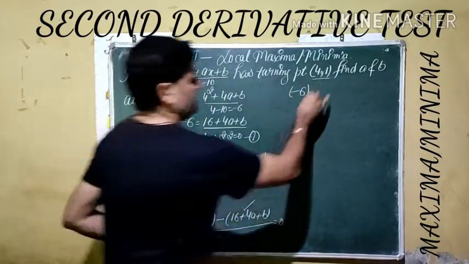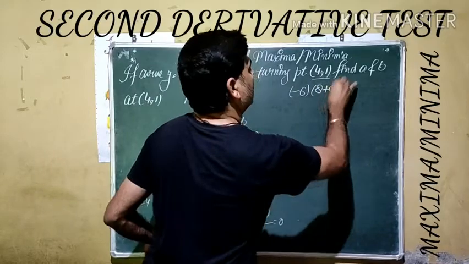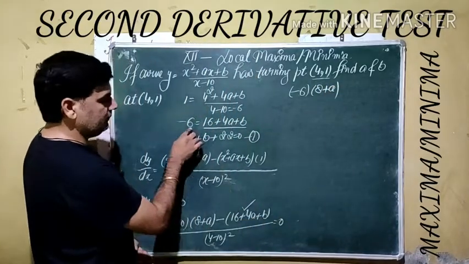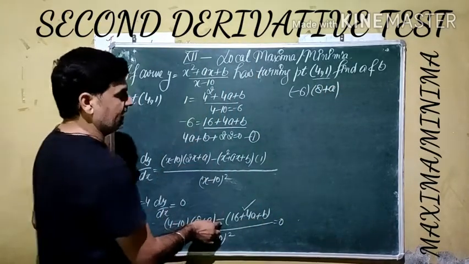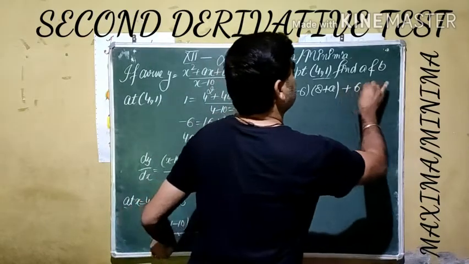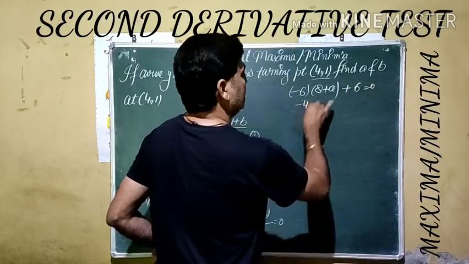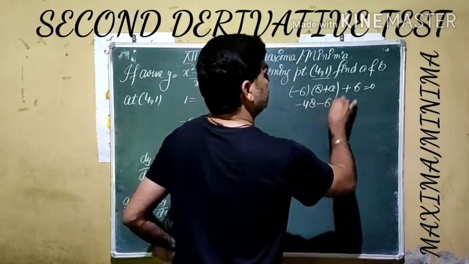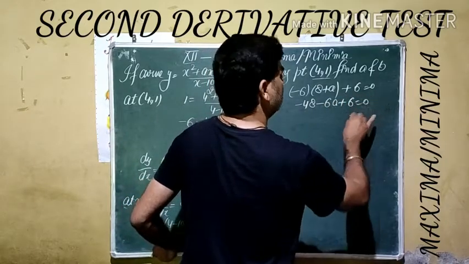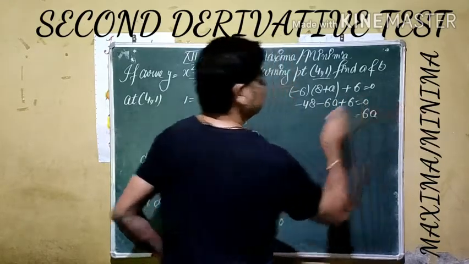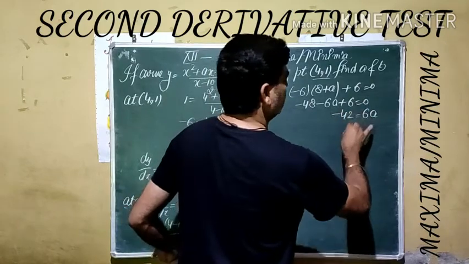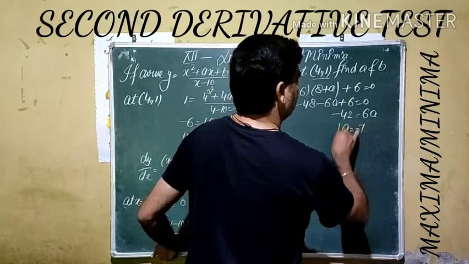multiply with 8 plus a. Value of this function we can see from here, minus 6. Outside is minus, it becomes plus 6 is equal to 0. So overall we become minus 48 minus 6a plus 6 is equal to 0. Shifting 6a on the right side, sign change, is equal to minus 42. So a becomes from here minus 7.